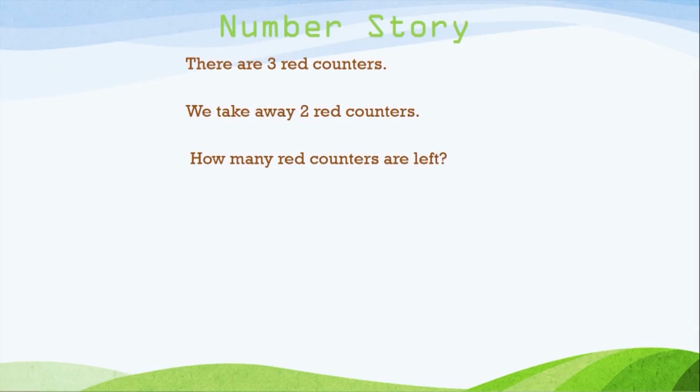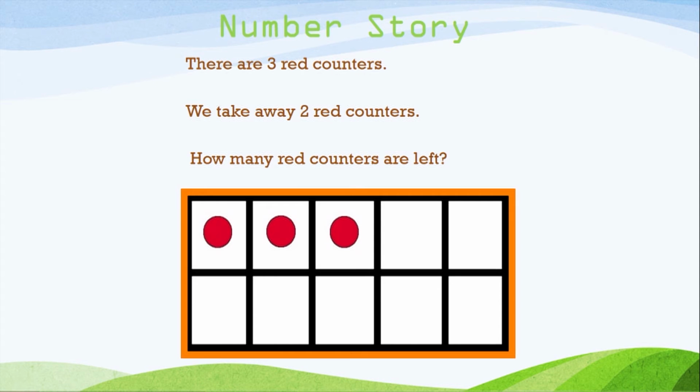Here's another number story. There are 3 red counters. We take away 2 red counters. How many red counters are left? Boys and girls, I am sure you can do this one. There's my 10 frame, and they are my 3 red counters. Let's go to the table.